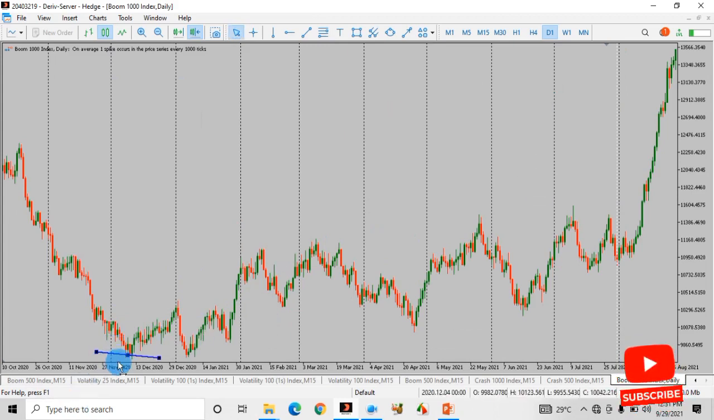I can call this our accumulation, right? Then we have the second leg starting from here. This is our W. So this was our first rise, right? Our first level. And then we have a reset, right?